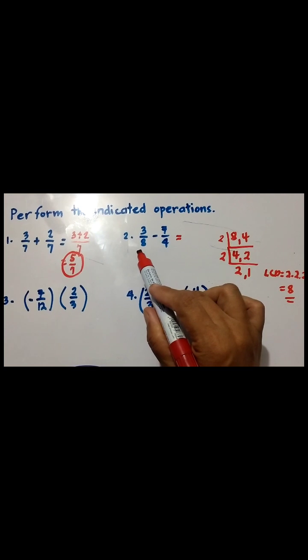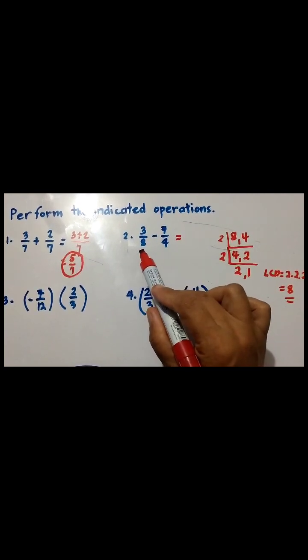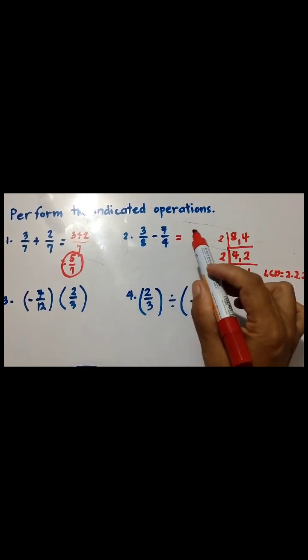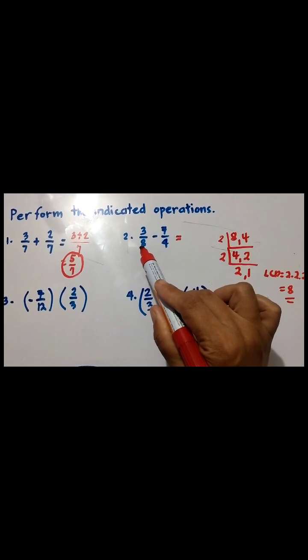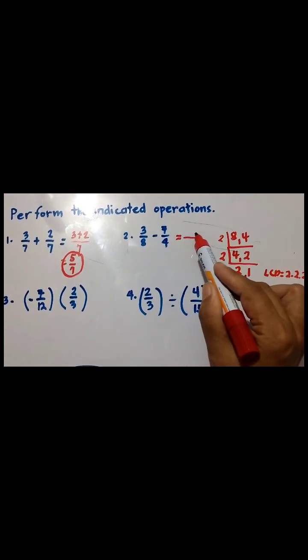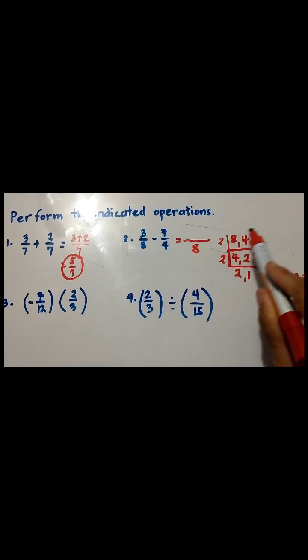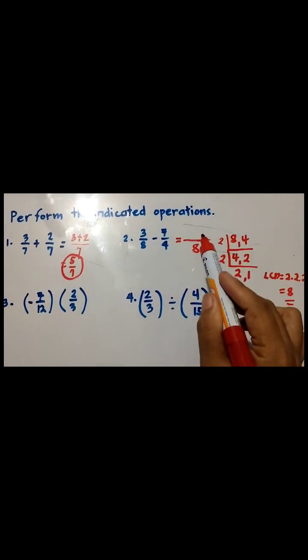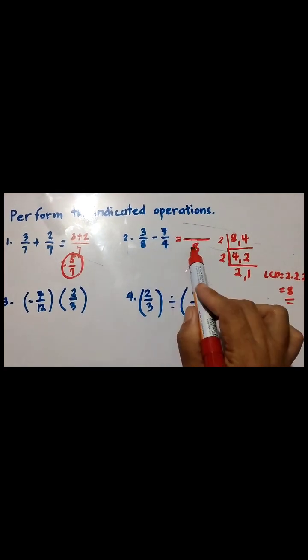Or simply choose the bigger number, we have 8, and then try to divide 8 by 4. If it's possible, then that is the LCD. So since 8 is bigger than 4 and 8 can be divided by 4, our LCD is simply 8. Now this new denominator, this common denominator, we're going to divide by 8 and 4.